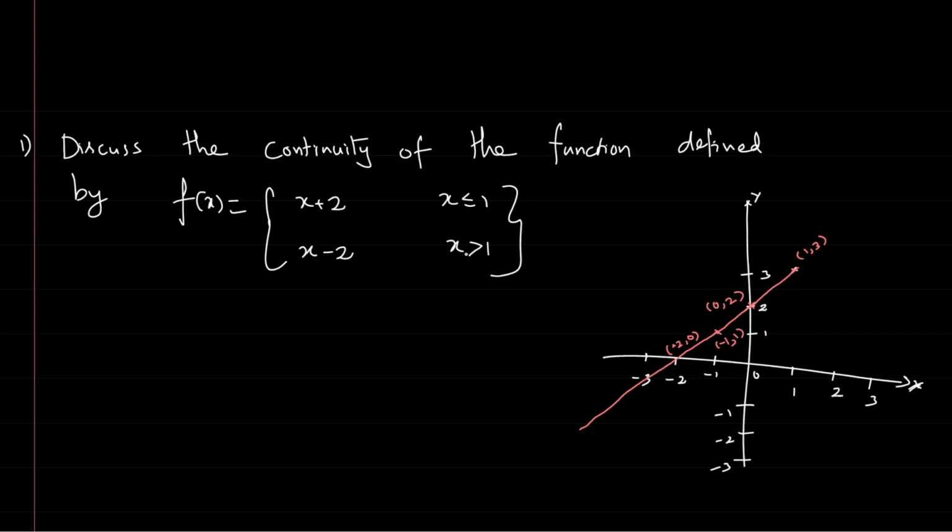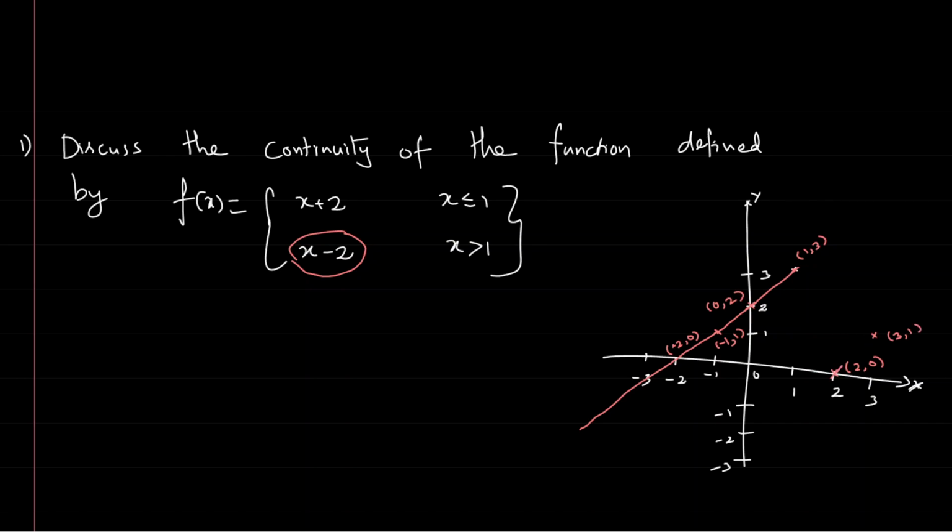Now what about for x greater than 1? Let us take x greater than 1, that is x is equal to 2. So when x is equal to 2, the function will take the value x minus 2. Therefore when x is equal to 2, 2 minus 2 is 0. So when x is equal to 2, the function value is 0. Then when x is equal to 3, the function value is 3 minus 2, therefore 1.